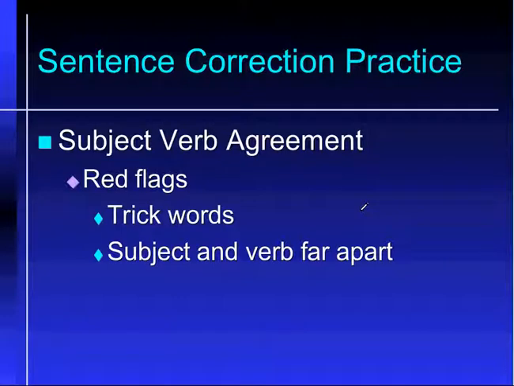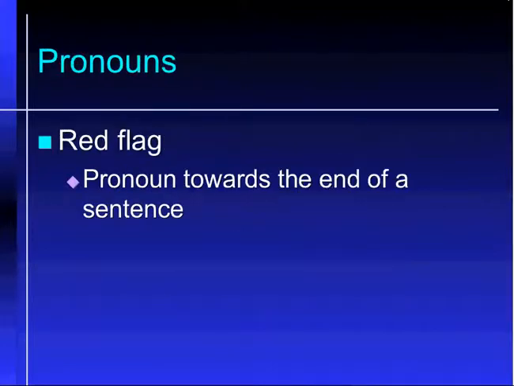GMAT really loves these words, because it gives them an easy way to try and trick you. Also, sentences where the subject and verb are far apart, you should immediately think, is this question about subject and verb agreement? If you see a pronoun towards the end of a sentence, then you should consider that it may be an issue of pronoun reference, because any pronoun towards the end of a sentence may be confusing, it may be ambiguous, it may refer to a choice of different possible nouns. Well, if that's the case, then GMAT's not going to like it.